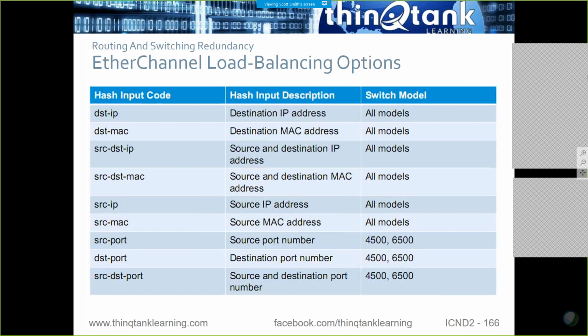So on a 24 port switch, as an example, is there a maximum number of ports that you can use? It depends on the switch model. Typically, it's limited to 8 interfaces in an EtherChannel. Okay, you're typically limited to 8 interfaces in an EtherChannel, but it does depend on the switch model.